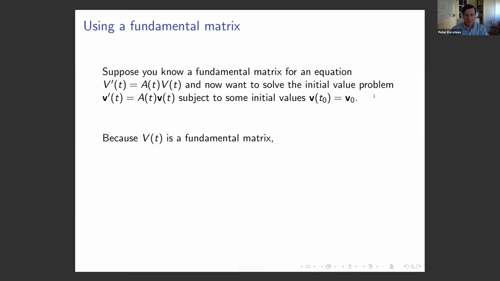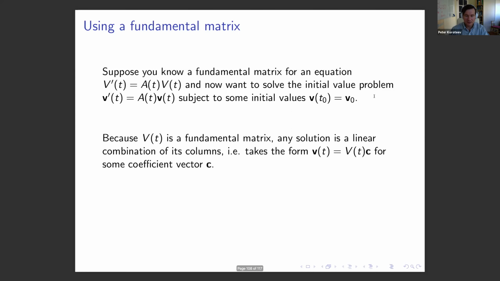Now, because V is a fundamental matrix, any solution is a linear combination of its columns. That is, it takes a value of the form: we take a constant vector C formed with arbitrary coefficients, and then we multiply it on the left by the matrix V of t. So we want to find the solution such that if we evaluate it at t0, we'll get V0. So bold V of t0 is equal to capital V of t0, the matrix, multiplied by the coefficient vector C. So this is equal to V0.